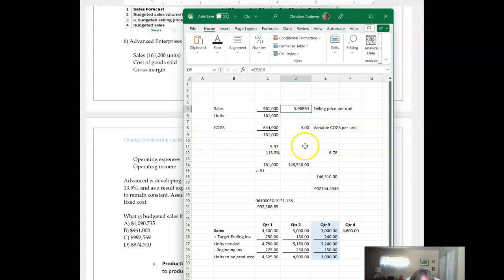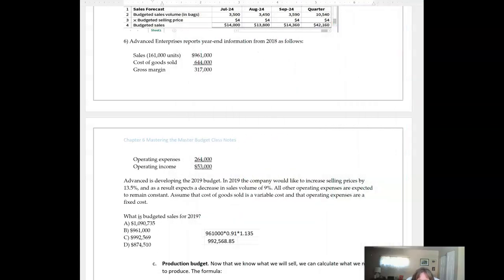And then our cost of goods sold was $4, then I increased the selling price by 13.5%. Okay, then decreased the sales, and I came up with one number, but you know what we can do? This was a lot of work to get something that was close, but not really on the money. So what we can do instead is just take the 961 times 0.91, that's the 9% reduction in sales, times 1.135, that's a 13.5% increase in selling price. And that gives us our answer.